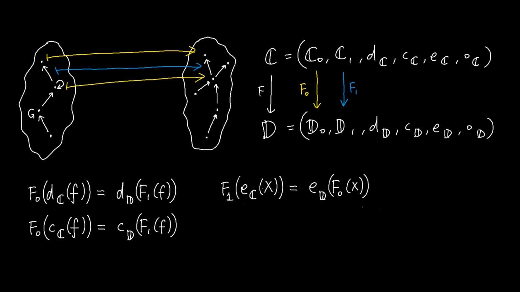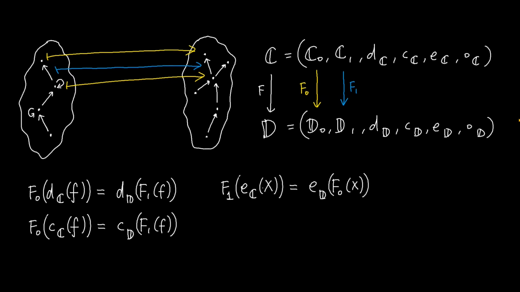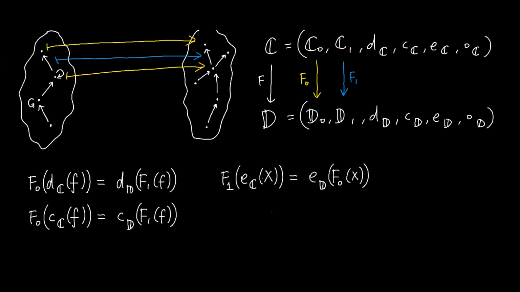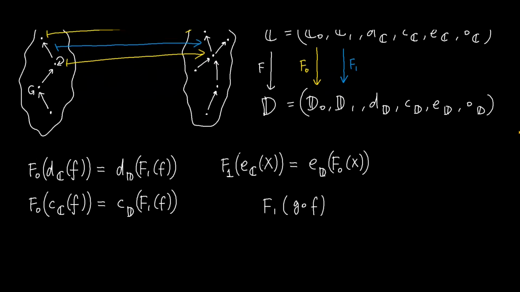And finally, the last equality that remains to be written out here is preservation of composition. So if I apply the F1 map to G composed with F, that must be the same. Okay, maybe I should be a bit more precise. So this is composition in the category C. Then I'm requiring that to be the same as F1 applied to G composed in the category D with F1 applied to F.